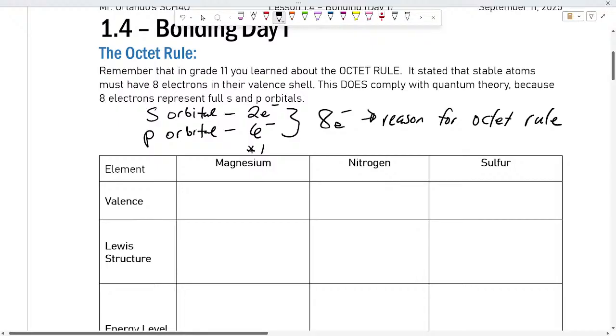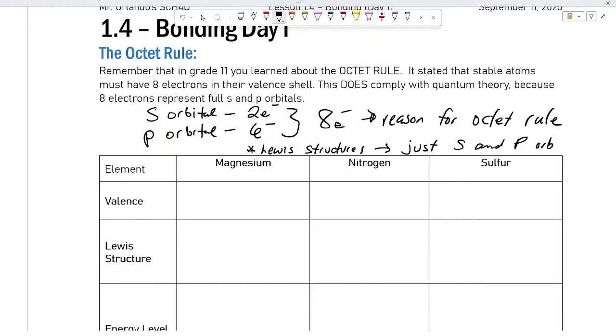But anyway, 9 times out of 10, the octet rule means, by the way, when we draw Lewis structures, we just do s and p orbitals. That's why even if we're drawing a Lewis structure of krypton, we don't draw 18 electrons in its outer shell. We just draw 8 because the middle block isn't actually in that outer shell.